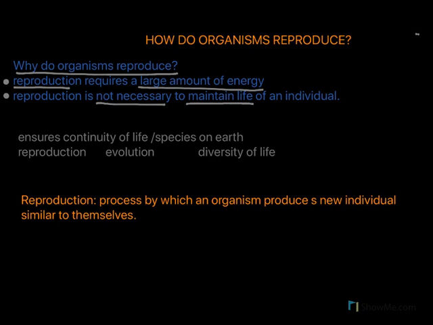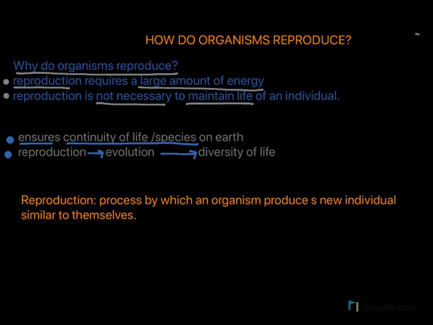If we have a population of, say, elephants, and if they were not to reproduce, they are mortal, they would die, and eventually the species would be no more and they would get extinct. So animals have to reproduce to ensure the continuity of life or species. If there was no reproduction, there would be no life on earth. Another thing is, reproduction leads to evolution, and evolution results in diversity of life. We will learn about this point in the next chapter.